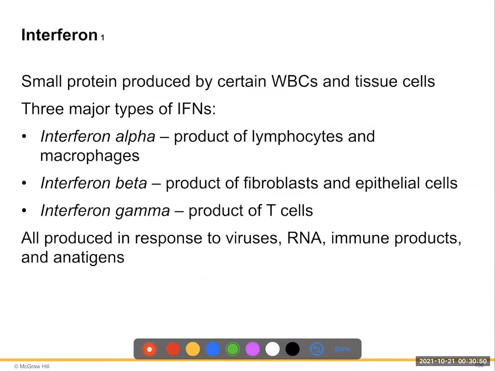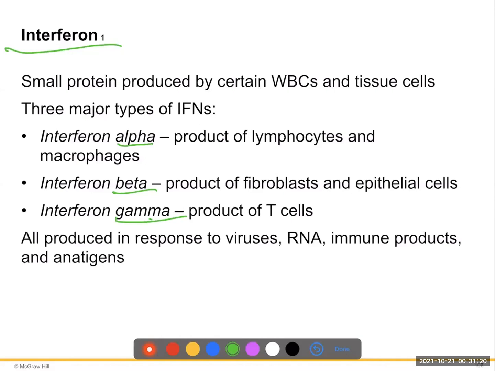Now, interferon. Interferon is one of our cancer treatments. Okay? Small protein produced by certain white blood cells and tissue cells. There's three major types of interferons. There's interferon alpha, interferon beta, and interferon gamma. Okay, the interferon alpha is a product of lymphocytes and macrophages. The interferon beta is a product of your fibroblasts and epithelial cells. And the interferon gamma is a product of your T cells.